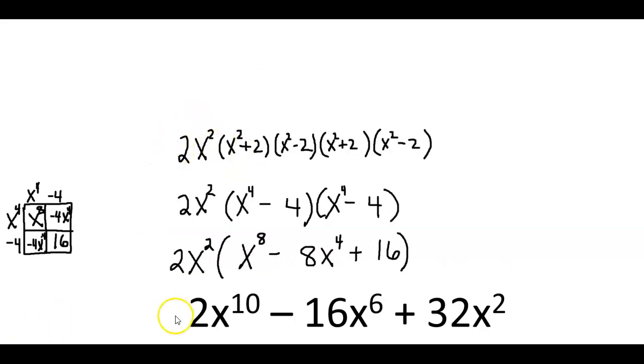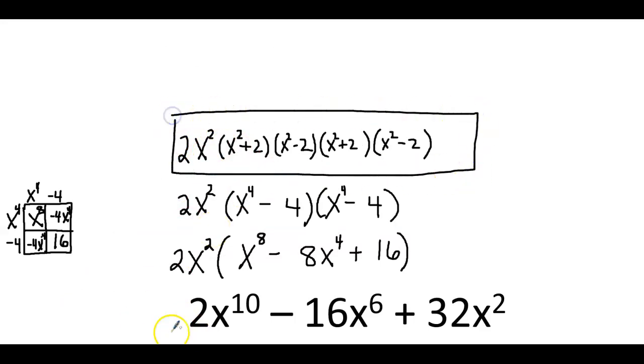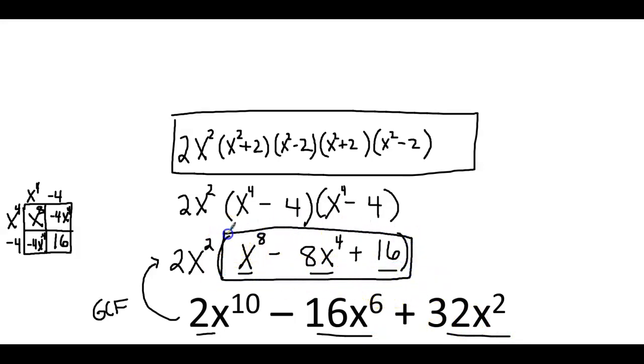All right, guys, so our final answer is up here. So we start by taking out our GCF, which was 2x squared. And if you divide all of these terms by 2x squared, you'll be left with x to the 8th, 8x to the 4th, and 16. Now this polynomial here has 3 terms. And when you have that, you use the box method. And I've got my box for that showing off over there on the side.